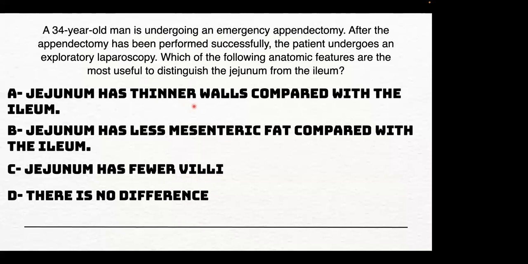A 34-year-old man is undergoing an emergency appendectomy. After the appendectomy was performed successfully, the patient undergoes an exploratory laparoscopy. Which of the following anatomic features are most useful in distinguishing the jejunum from the ileum?